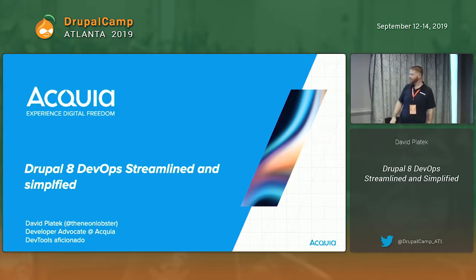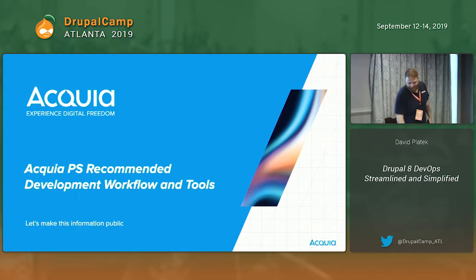So this presentation, Drupal 8 DevOps Streamlined and Simplified, it's really Acqua PS recommended development tools and workflows. This is how we've been doing everything for the entire existence of our organization. If you run into some of our tools, such as BLT, those were tools that we developed as a team that were initially meant for internal uses in order to make the development and deployment of our applications easier and more assured. We wanted to make sure our customers didn't have to worry about breakages and they would always be able to get their code into production.